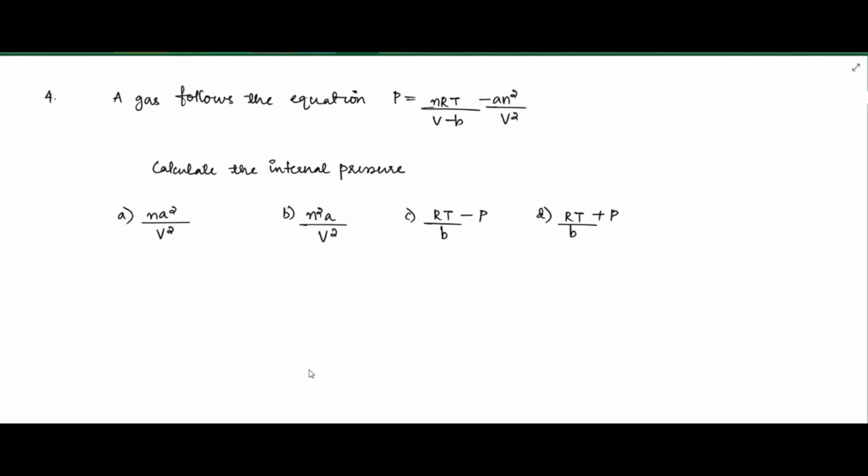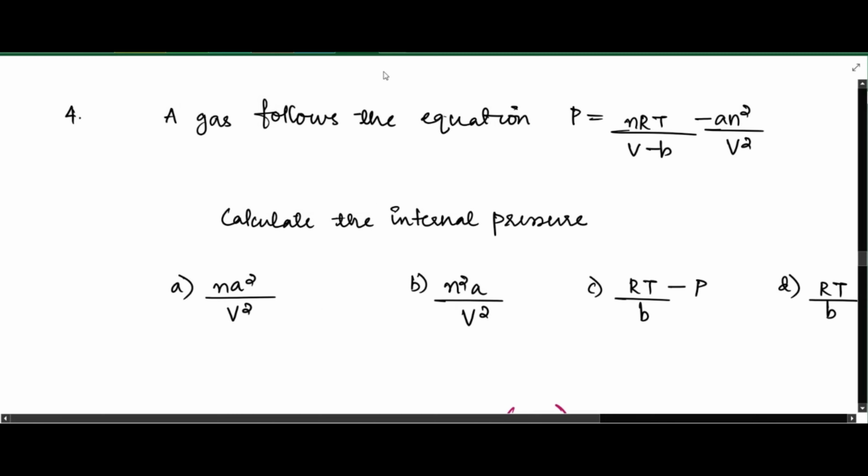Okay. Next question. You have been given some equation for a gas. A gas follows the equation: pressure is equal to something. You have to calculate the internal pressure. For this question, to find the internal pressure, you have to learn the equation by heart; there is no other way. So internal pressure is usually represented by the letter pi, which is equal to dou u by dou v at constant T. This is what we call internal pressure.